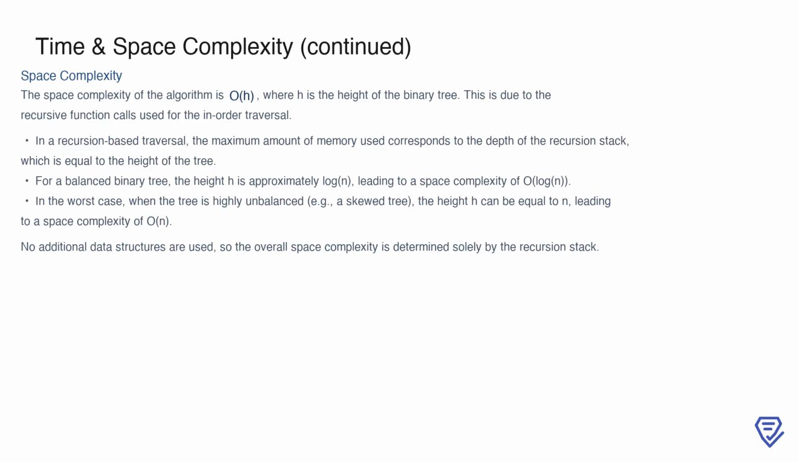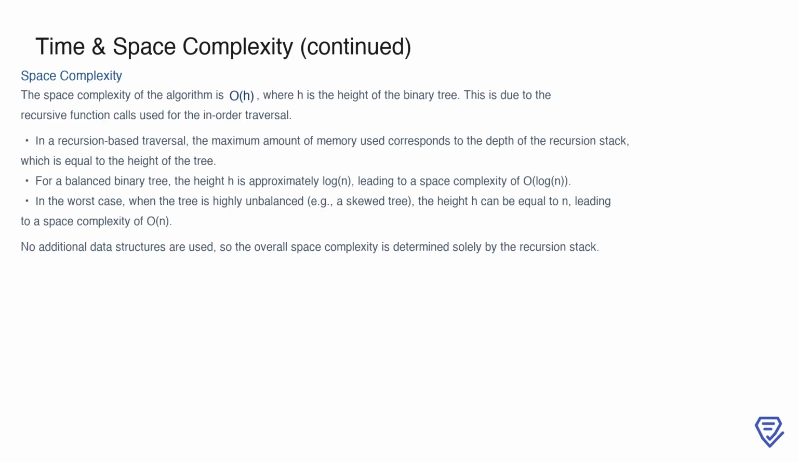Now, the space complexity of the algorithm is determined by the recursion stack used during the in-order traversal. This space usage depends on the height of the binary tree, denoted as h. The maximum memory required corresponds to the depth of the recursion, which equals the tree's height. For a balanced binary tree, the height is approximately log n, resulting in a space complexity of O(log n).